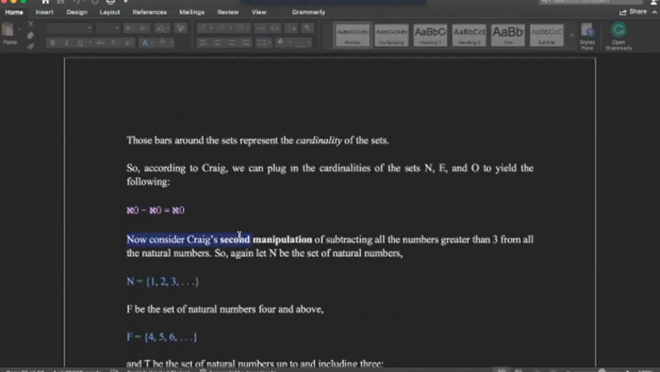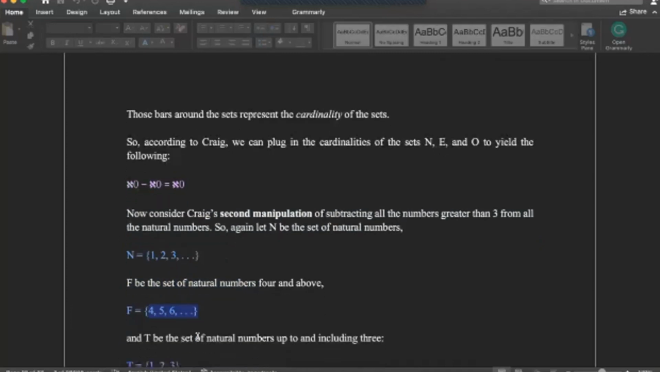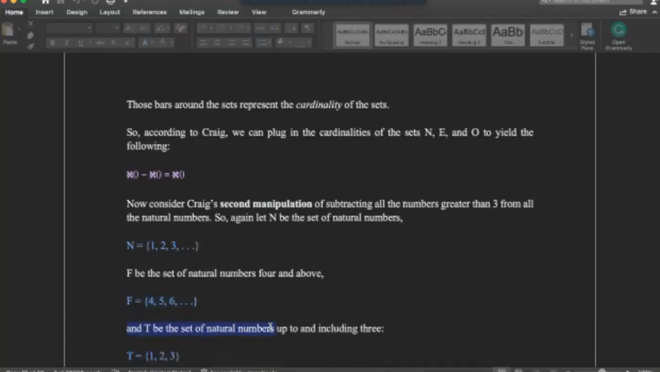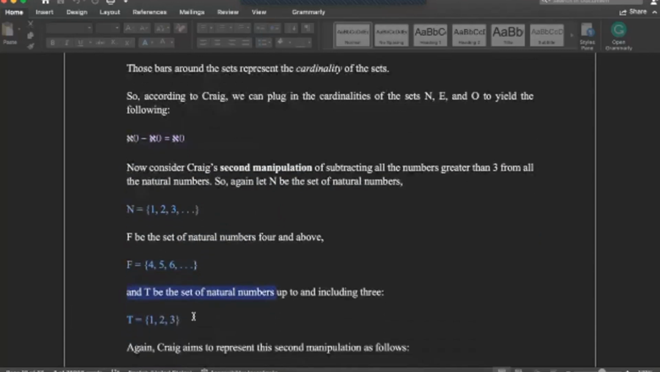Now consider Craig's second manipulation of subtracting all the numbers greater than 3 from all the natural numbers. So again, let N be the set of natural numbers, so N is 1, 2, 3, and so on. Let F be the set of natural numbers 4 and above, so F is 4, 5, 6, 7, 8, 9, 10, and so on. And let T be the set of natural numbers up to and including 3, so T is just the little tiny set 1, 2, and 3.